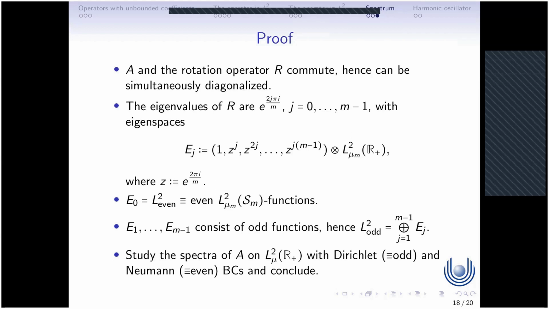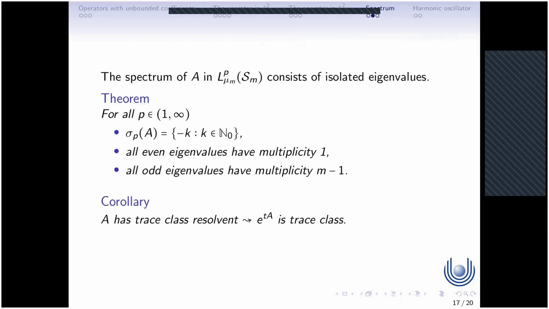And now you just have to study the spectrum of Ornstein-Uhlenbeck for even and odd functions, and then you can see that this reduces to study the spectrum of Ornstein-Uhlenbeck with respect to Dirichlet and Neumann boundary conditions on half lines. And it is not difficult to see that this is exactly what I said before. So you come up with this formula.